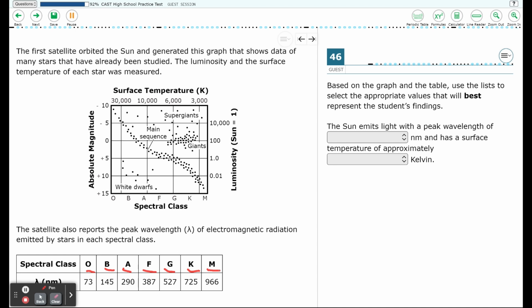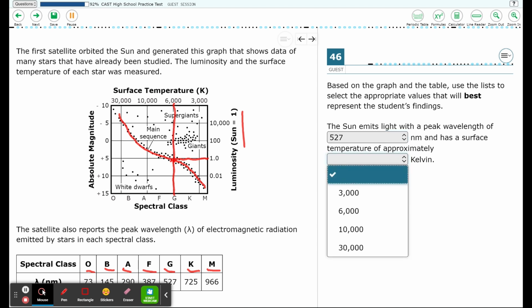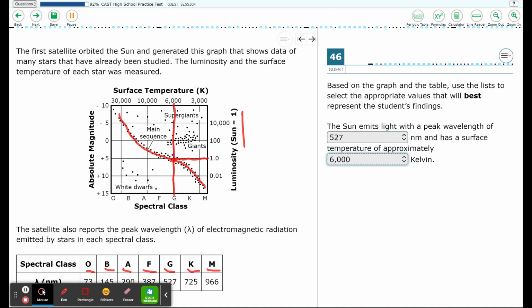Anyways, so what we have to do here is we look at the sun with its luminosity of 1. So we follow it across to our main sequence line here. And we see that at the point where that intersects the main sequence, that will lead us to a spectral class of G and a temperature of 6,000. And so that will allow us to go to our drop down and select G, which has a peak wavelength of 527 nanometers, and has a surface temperature of 6,000.